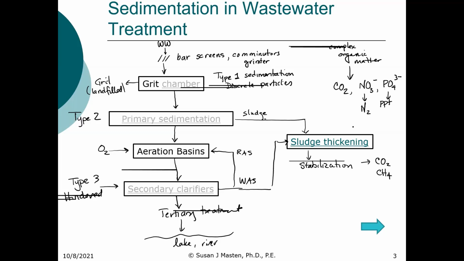And then we can have type 4, which is compression settling, where the weight of the sludge in the upper region actually compresses and pushes out the water in the sludge at greater depth. So you actually get dewatering in the tank itself.